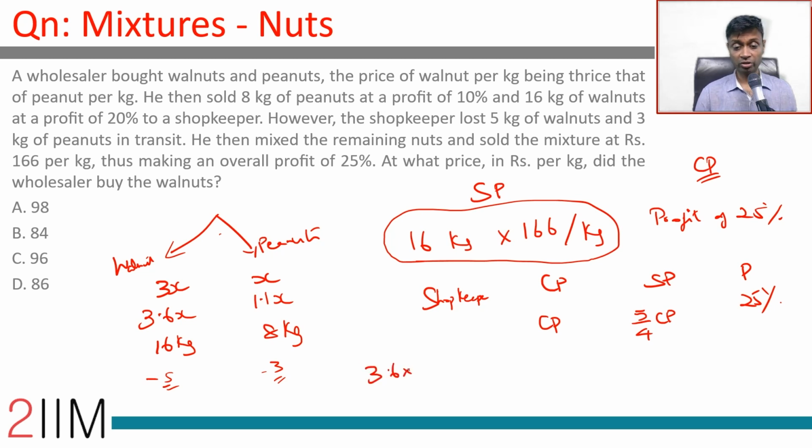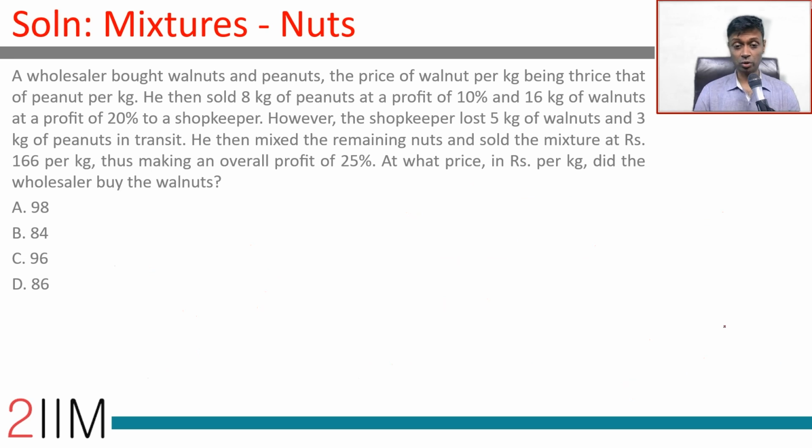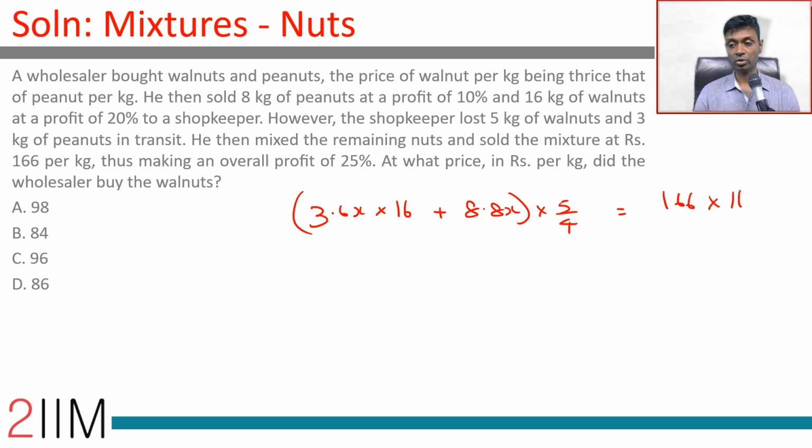So 3.6x into 16 plus 1.1 into 8 into x. This whole thing into 5 by 4 is 16 into 166. Solve this methodically, thoroughly, we are through. So I'm going to write this down. 3.6x into 16 plus 8.8x, the whole thing into 5 by 4 equals 166 into 16.